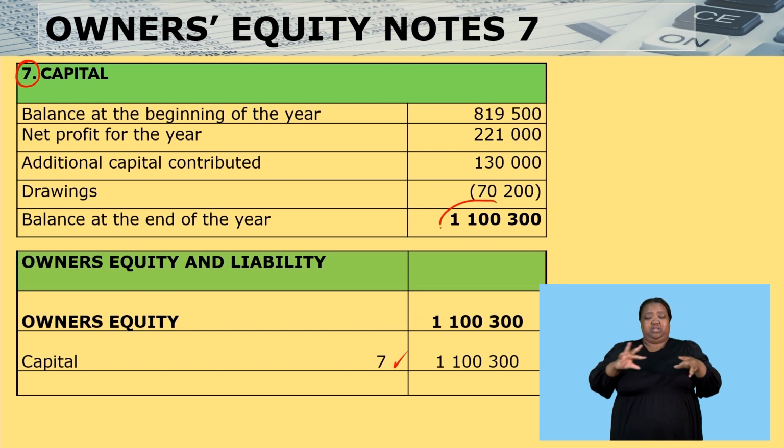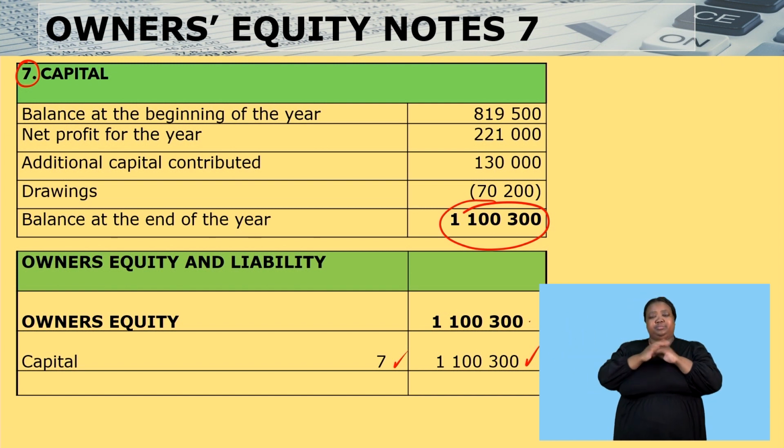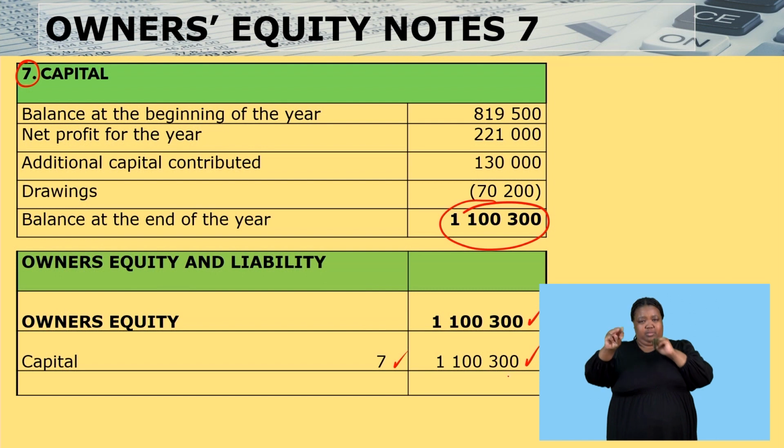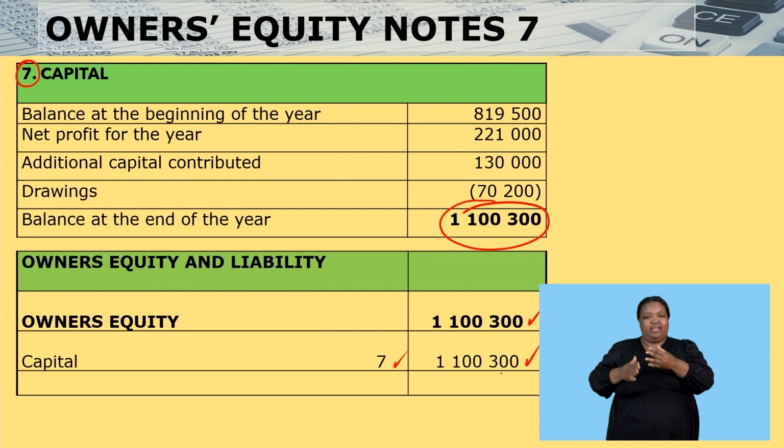And my total is 1,100,300. So I bring it here, 1,100,300. And therefore the total becomes owner's equity, 1,100,300. That is how I would do adjustments that affect note number 7, and I'll take the balance at the end and bring it to my statement of financial position.